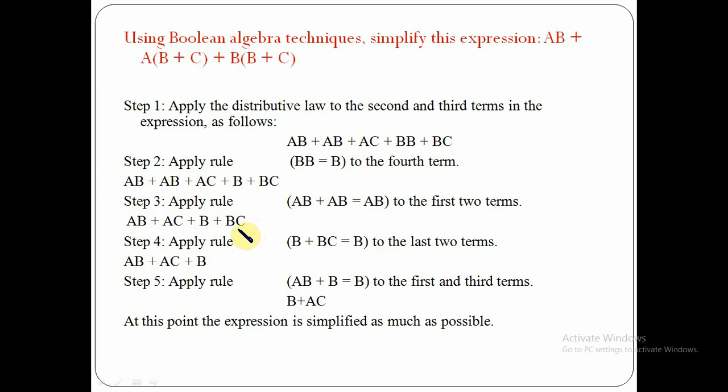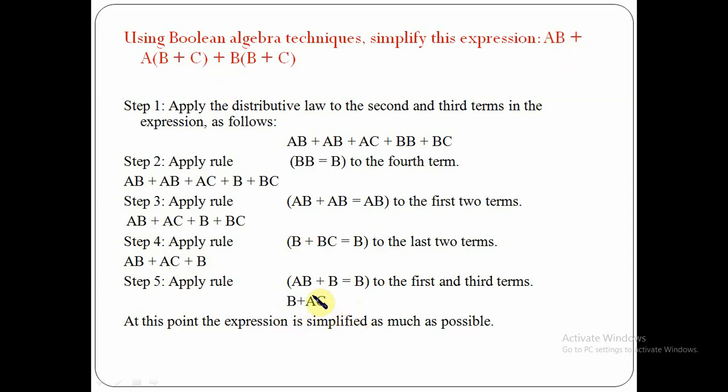Again the rule is given: B plus BC is B, that term will be reduced. Then here we get AB plus AC plus B. Again AB plus B, then you take only B. The same rule we applied here, and again the same rules here also. Then we take B, meaning only B plus AC remains. This is our expression and we got the simplified equation.